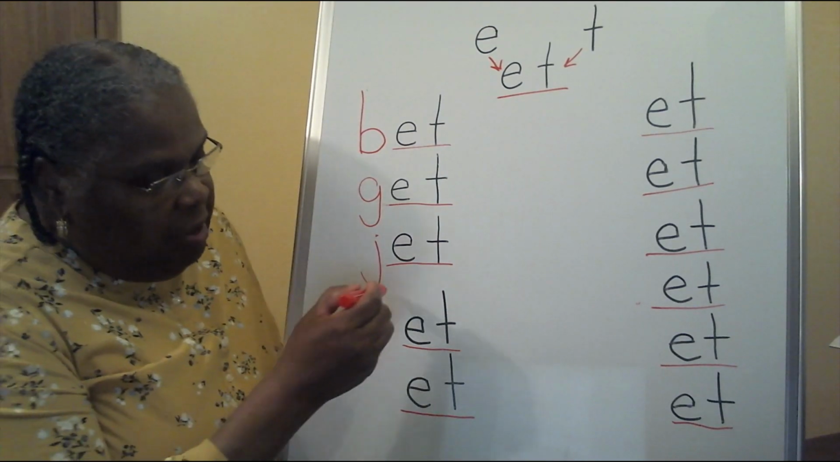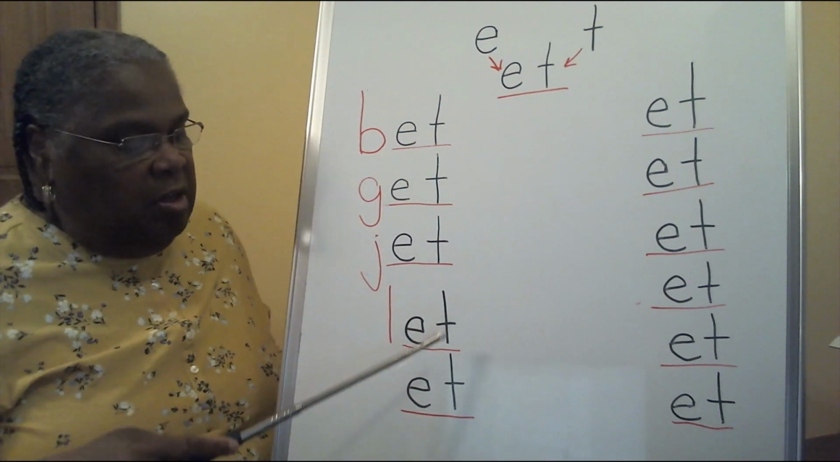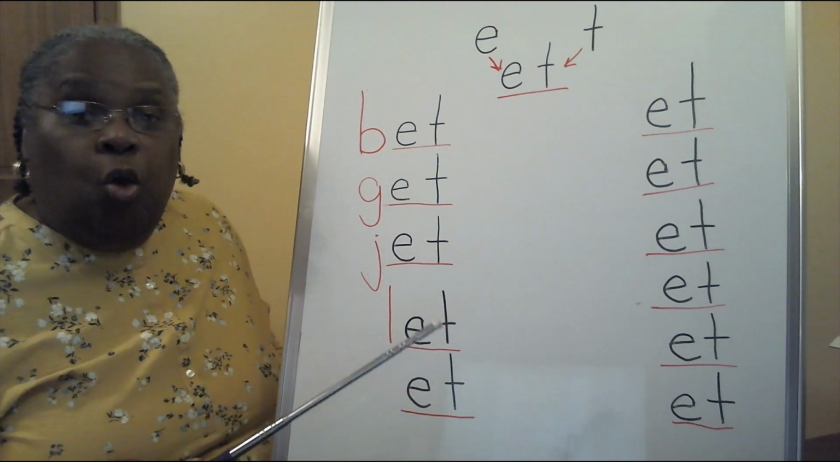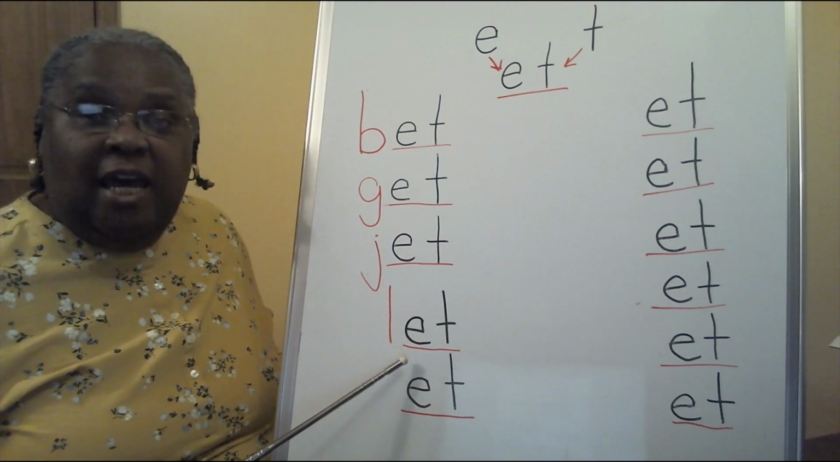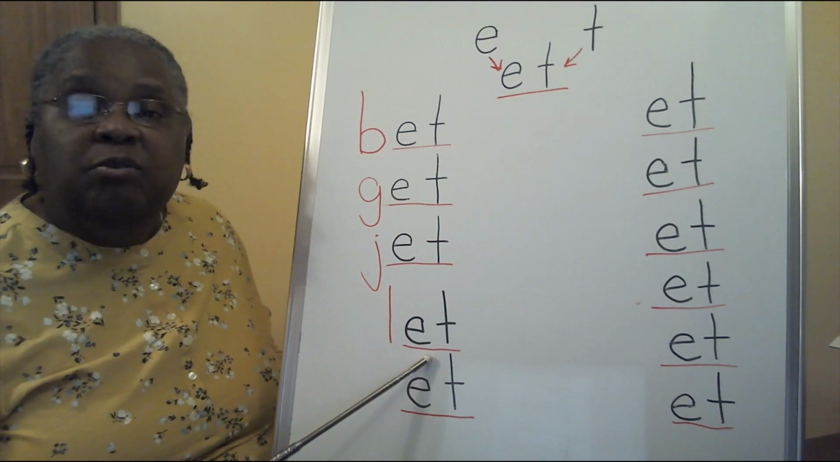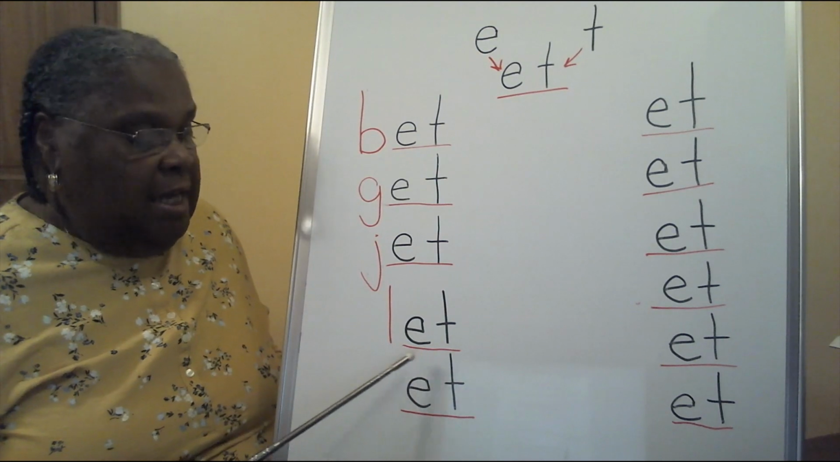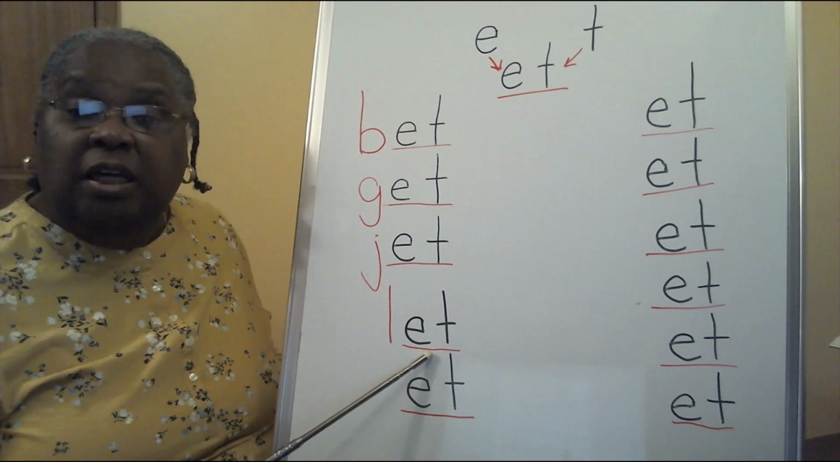When we put the letter L at the beginning of the blend et, we form the word let. Let us sound out the word together. Say the L sound, l. Say the sound of the blend, et. Now say the L sound and the sound of the blend together smoothly, let.